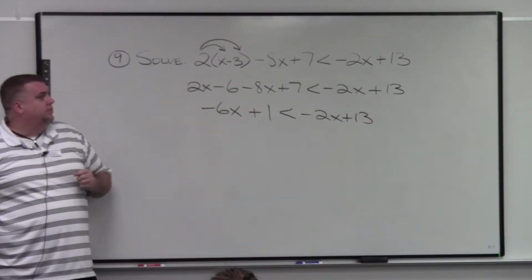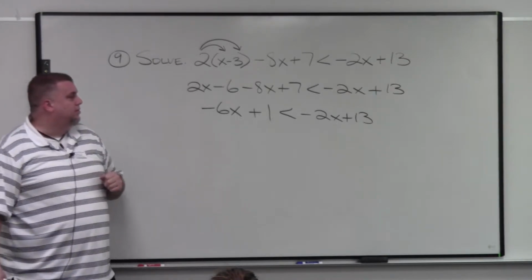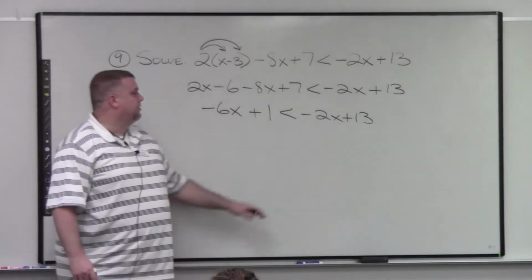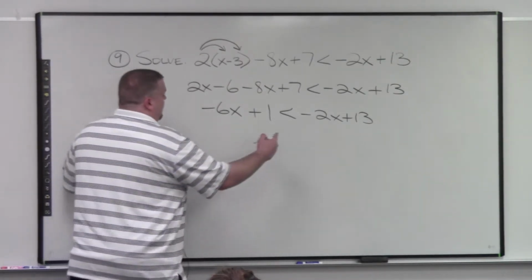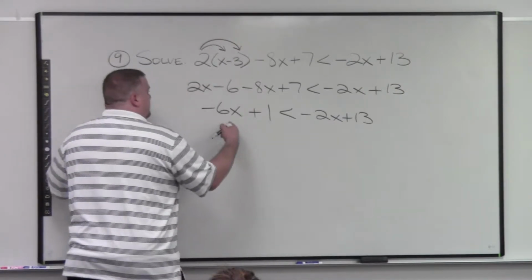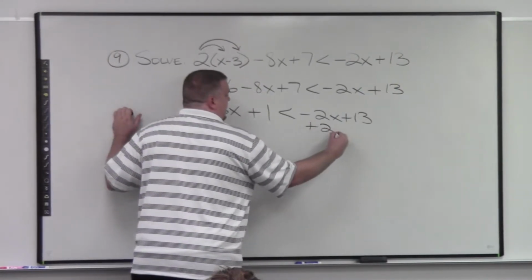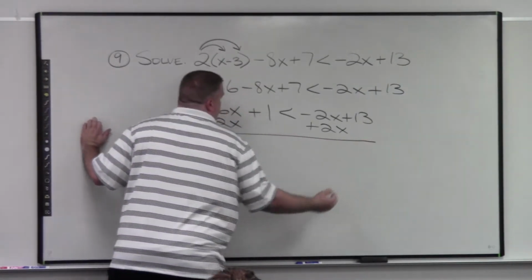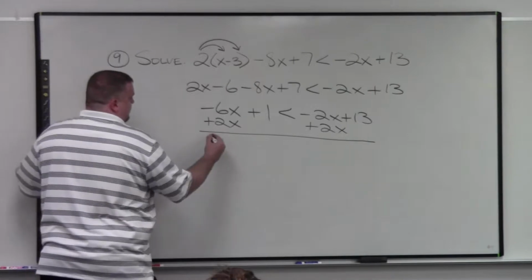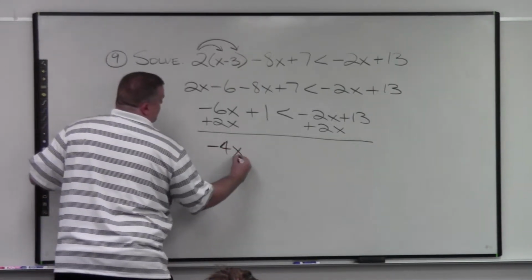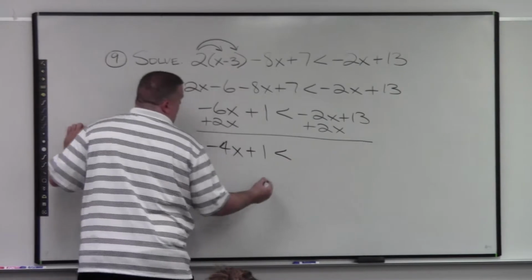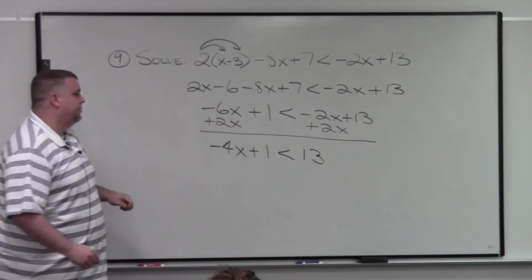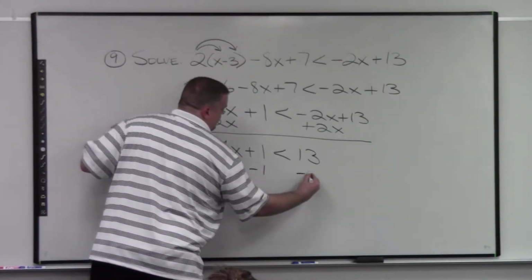Now we want to bring all our x's to one side and all our numbers to the other. So all of our answers have x on the left, right? Yeah, so let's focus on bringing x to the left. If I were to bring this negative 2x over to this side, what would I need to do? I'm going to add 2x. And what's negative 6 plus 2x? Negative 4x. All we have left on that right side now is 13. Then we would subtract 1 from both sides.